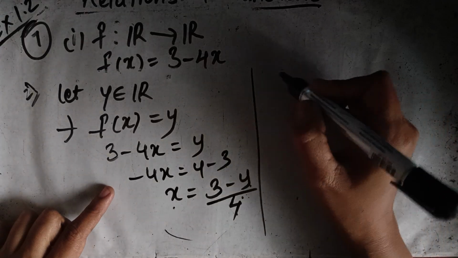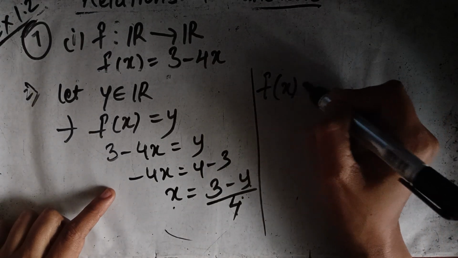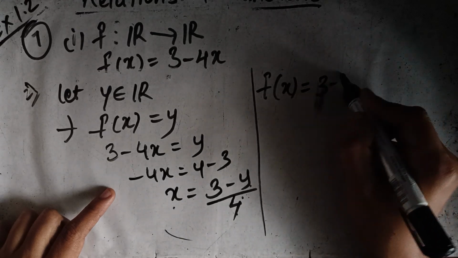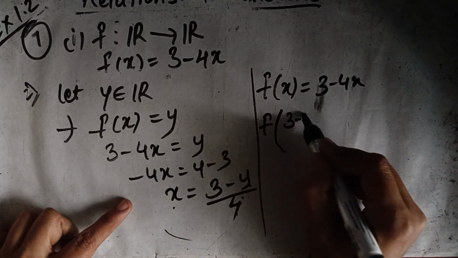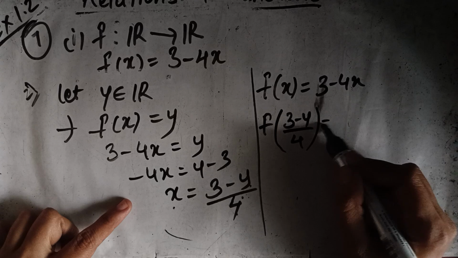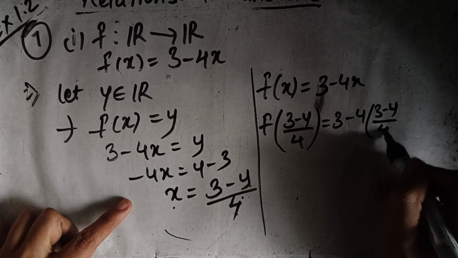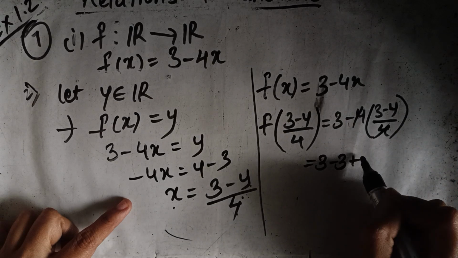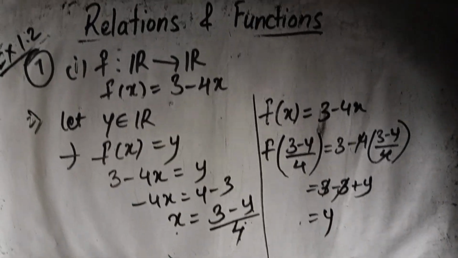So you can write that f of x is equal to y, that is 3 minus 4x. So in place of x, you have to put this (3 minus y) upon 4. So 3 minus 4 times (3 minus y) upon 4. The 4 gets cancelled. So 3 minus 3 plus y. So you are getting y. So this is onto. Okay.